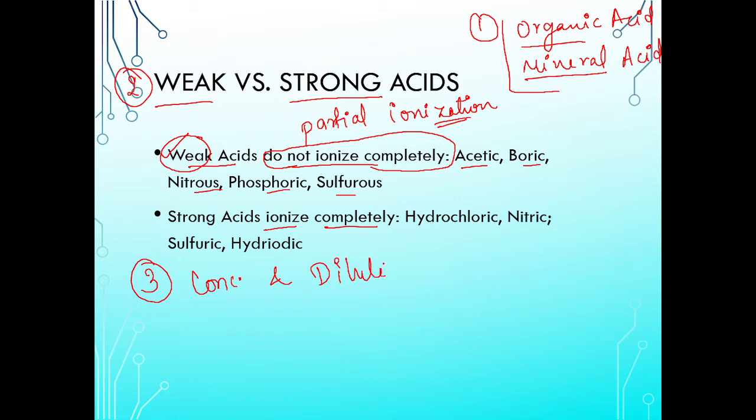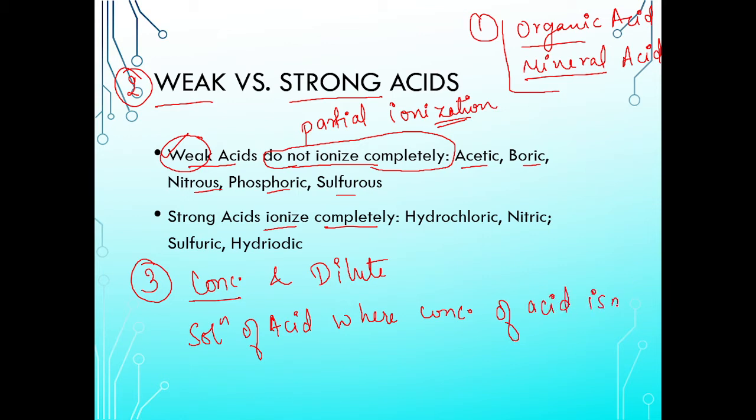Then we have seen the third classification as concentrated and dilute acid. Do you remember this? So, concentrated acid means the one in which the quantity of acid is maximum, or more than water. A solution of acid where the concentration of acid is more is known as concentrated. And where the concentration of acid is less, that solution is known as dilute.